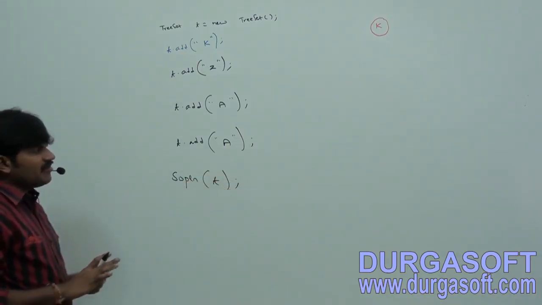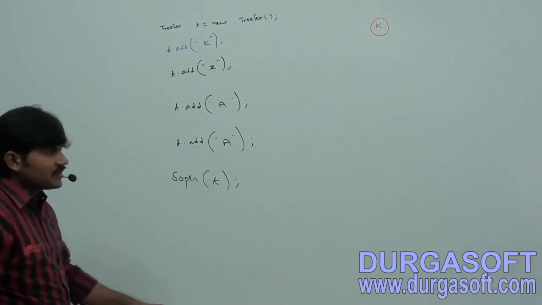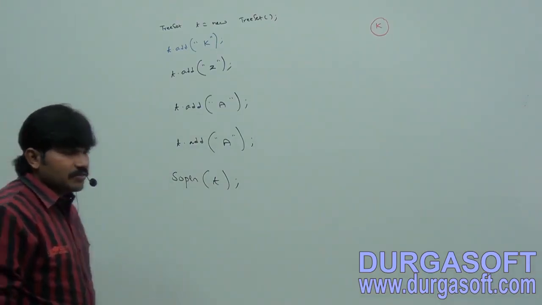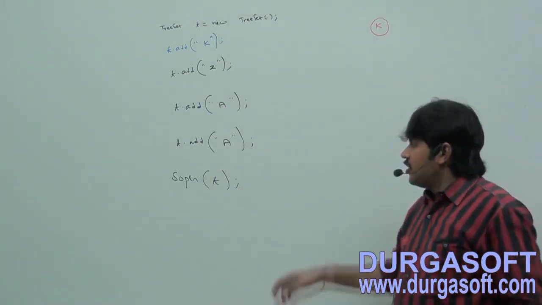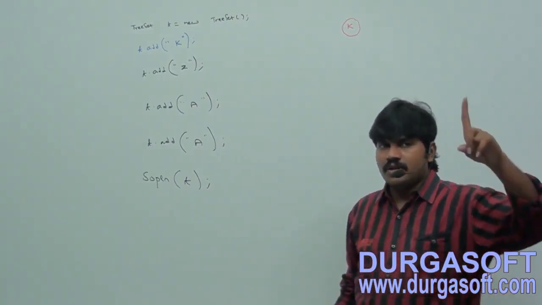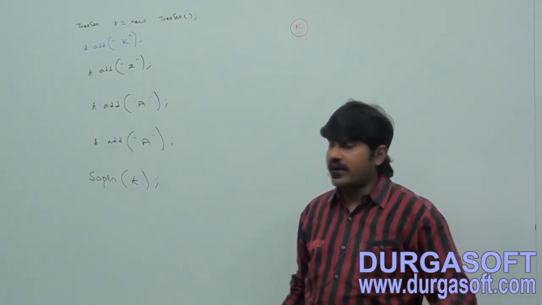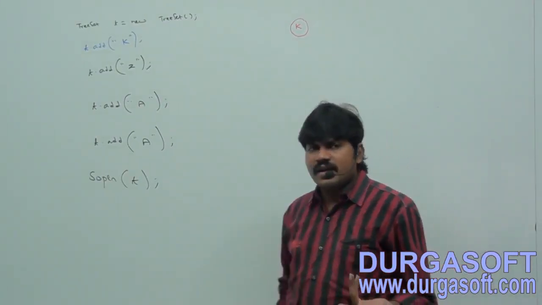So can you tell what answer we are going to get now? If I take it like this, what is the answer? The default natural sorting order: A, K, Z. That's all. How many times will A be inserted? Only one time, because duplicates are not allowed. Okay. Now, sir, how are we getting A, K, Z?